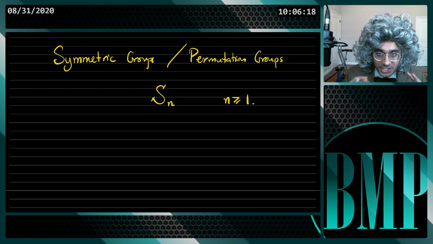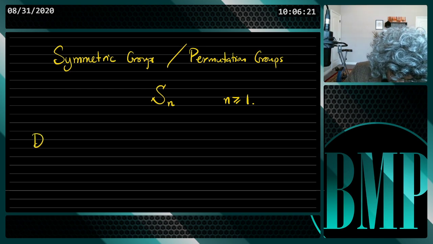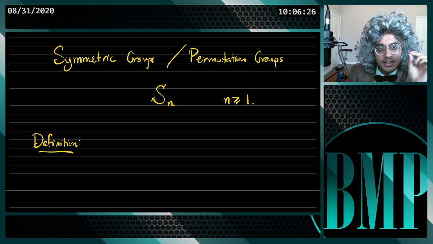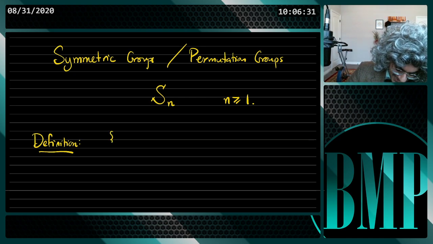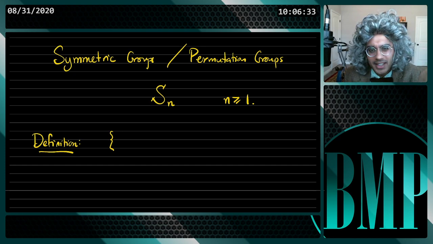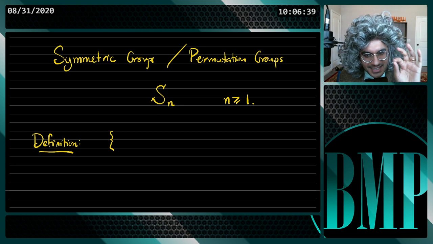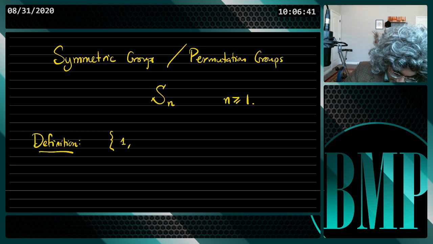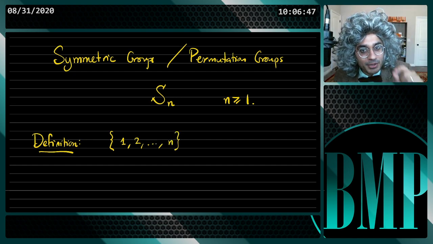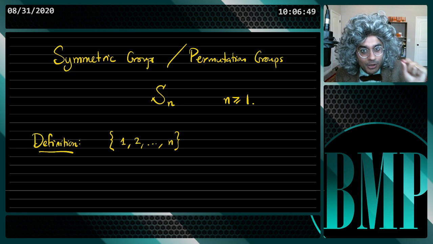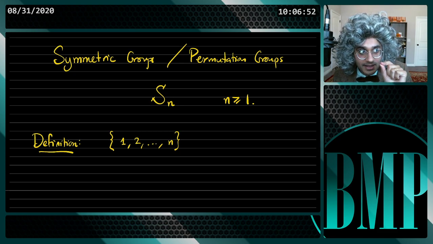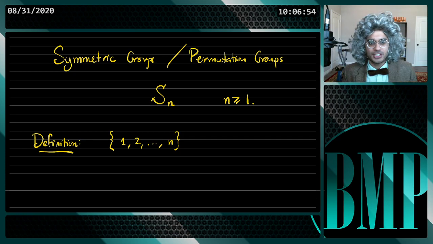Here's the definition. You start with a set that has n elements. And the one that we always start with, the most common choice, though the exact set doesn't matter, is the set of numbers from 1 to n. The fact that they're numbers is not important. Just a set that has n elements. Okay, start with this, okay?